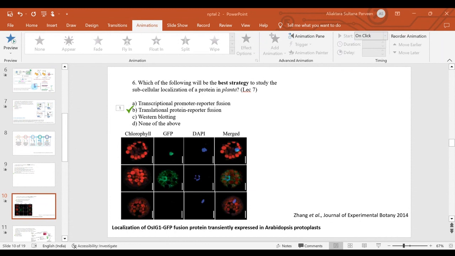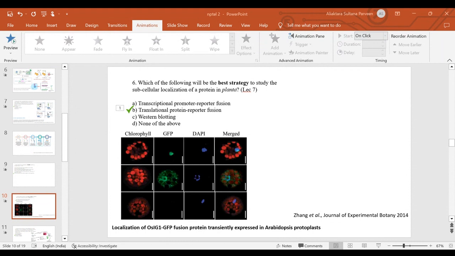Okay, so next is Western blotting. Western blotting is again done with the whole tissue, so it cannot detect the subcellular localization. Subcellular in the sense that in the cell, where it is: in the membrane, cytoplasm, nucleus, or any other organelle. Okay, so let's see what this is. This is something called OSIG1, which is a GFP protein. So it's tagged with the GFP protein.